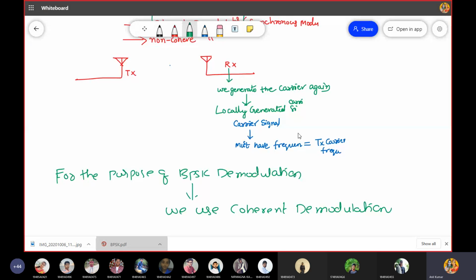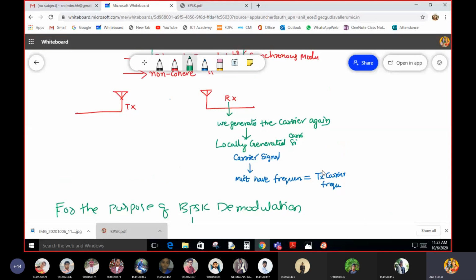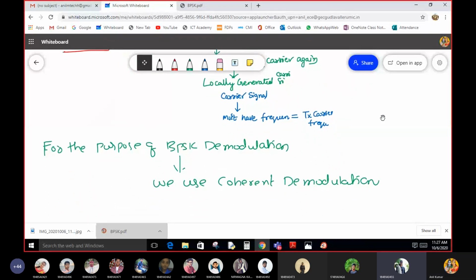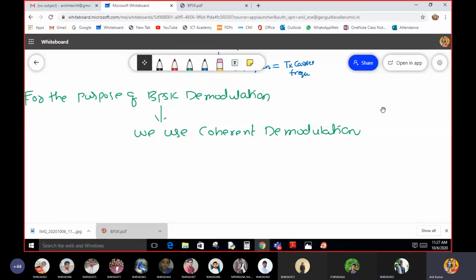Please tell me here, what is meant by coherent demodulation? Anybody, please respond to me. The locally generated carrier signal must have the frequency equal to the carrier signal at the transmitter side. Very good. So right, the locally generated carrier signal frequency must be equal to the carrier frequency used at the transmitter side.